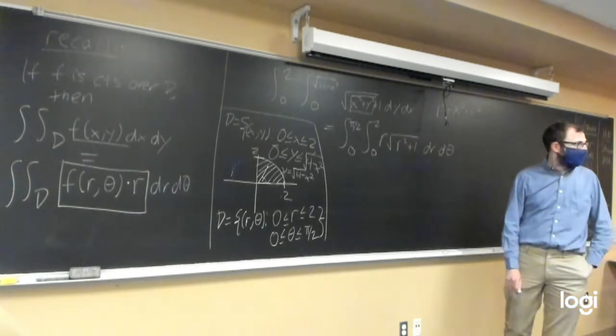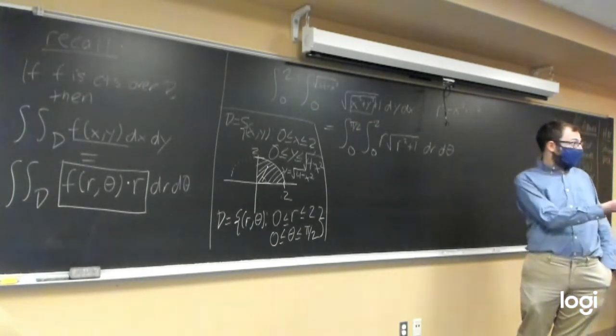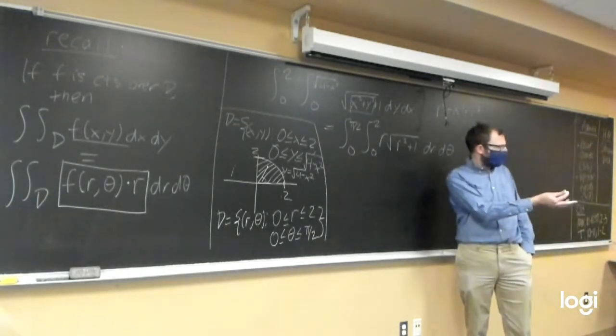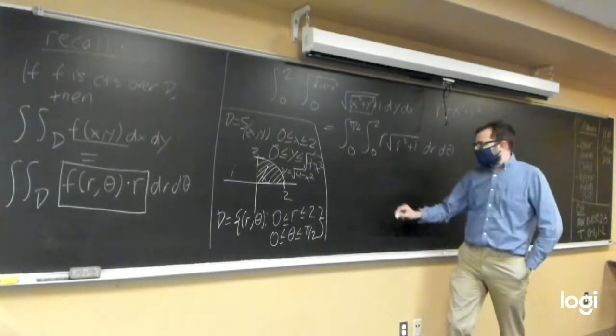Melanie? Okay, what would you want u to be? R squared. Let u be r squared? Jackson, is that what you're going to suggest? Yep. I like the sound of that.